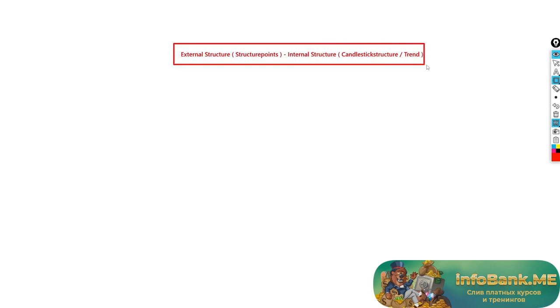As we said before, we're going to be discussing the difference between your external structure, which is essentially your structure points, and then you have your internal structure, which refers to your candlestick structure slash trend. Okay, that's what we're going to be taking a look at now. Now you need to understand that the external structure and internal structure happen in the same time frame, right? It's not like your external structure is the higher time frame and the internal is the lower time frame.